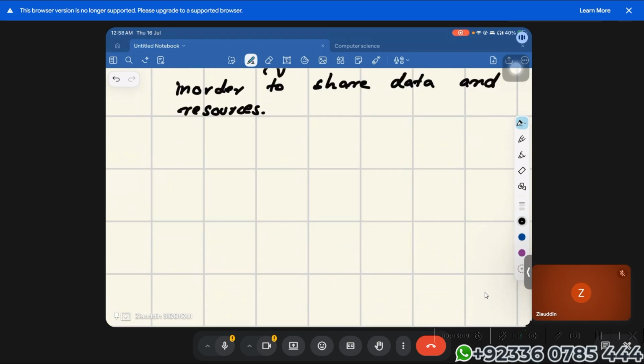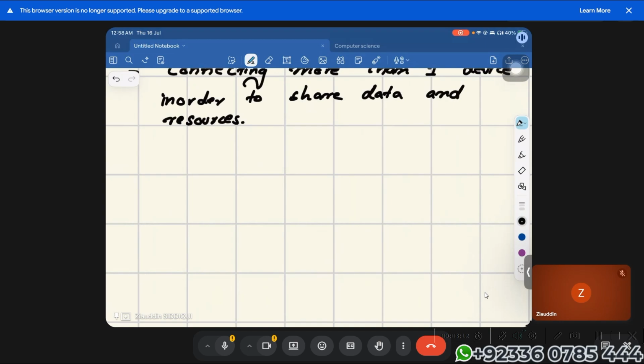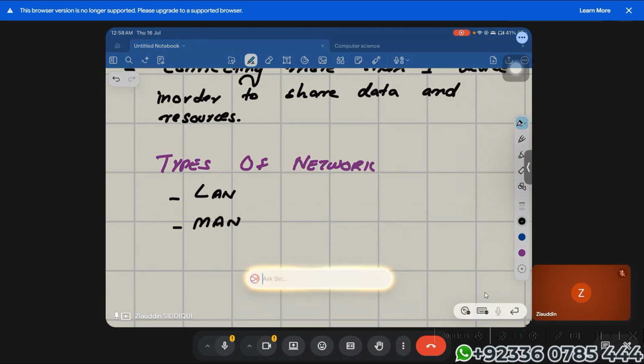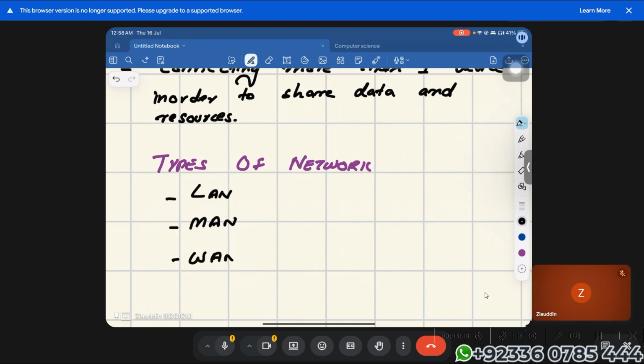When we talk about networks, there are different types of networks. So now we are going to talk about types of network. The types of network can be LAN, MAN, and WAN. And always remember, all these types are limited by their geographical limitations.